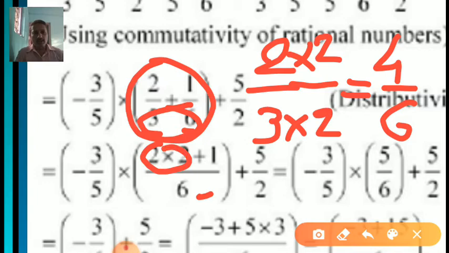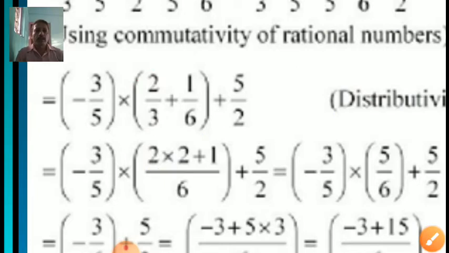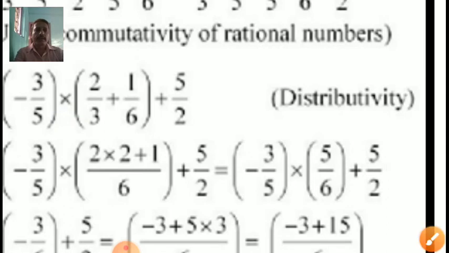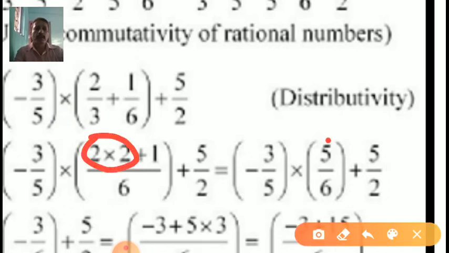And what about the second number? Let's say plus 1. We did it plus 1. Okay, up to here you have no problem. Let's check further. Okay, look here, 2 2s are 4 plus 1, 5. So this is 5 upon 6.